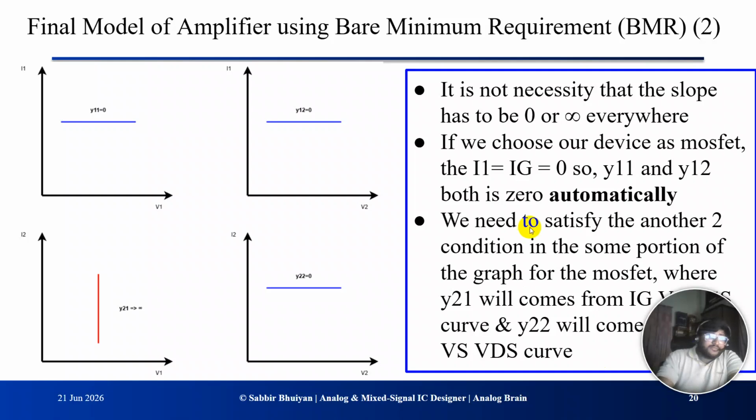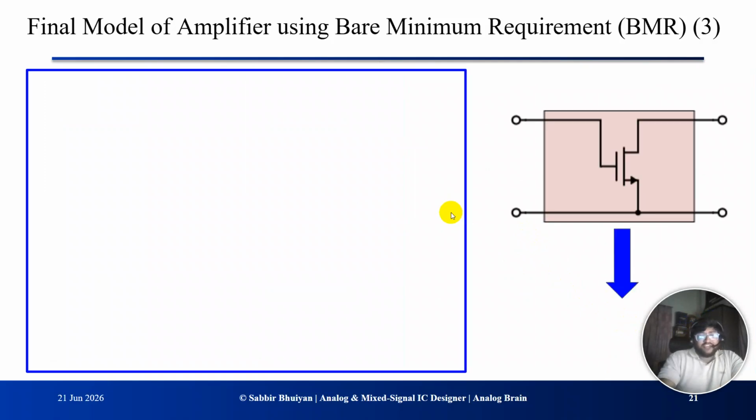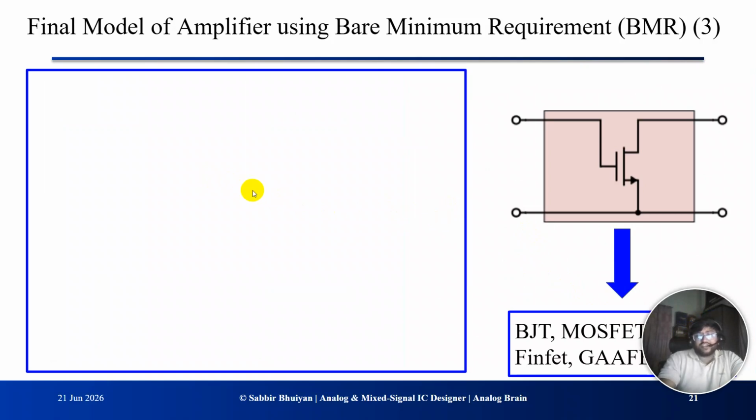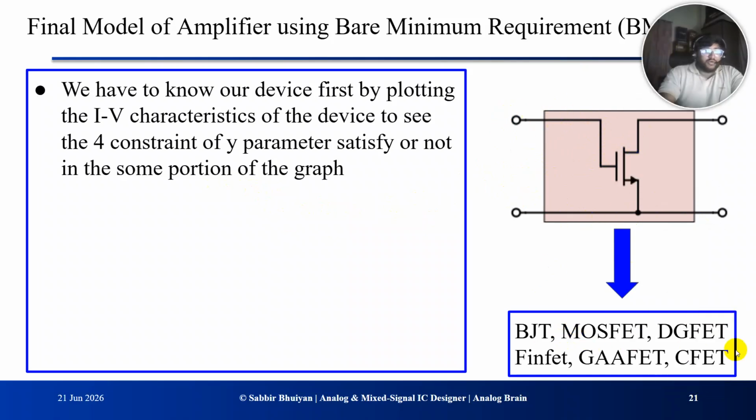So the actual workflow, in order, is: plot the device's IV characteristics first, then check whether those four constraints are satisfied somewhere on that graph or not. This is your two-port device, the MOSFET as a two-port device. It can be a BJT, it can be a MOSFET, a double gate FET, FinFET, GAAFET, CFET, anything.